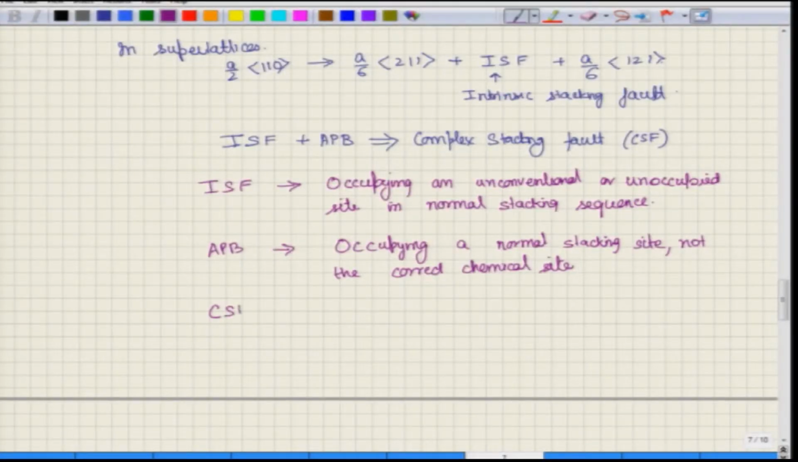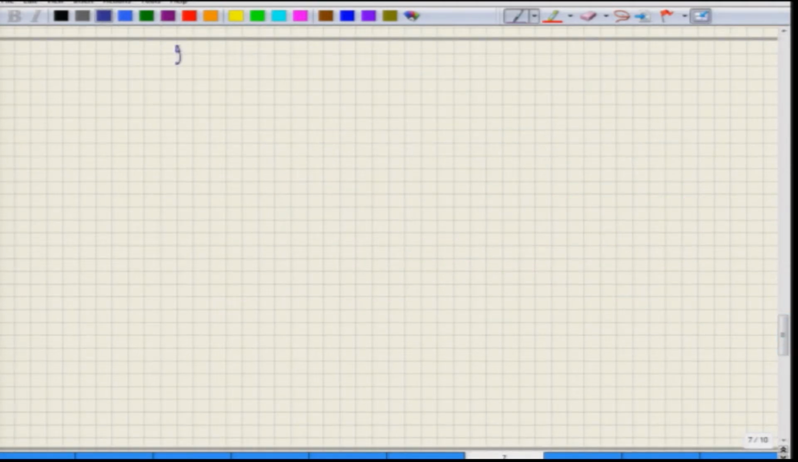In the APB, there should have been an atom over there, but instead of A, B is there, or instead of B, A is there. So that is APB. And when both things can happen, that is what is called a complex stacking fault, a combination. So that should make you clear about the terminologies that we are using. So in summary, what can happen on 111 for a superlattice, and remember it is about 111.